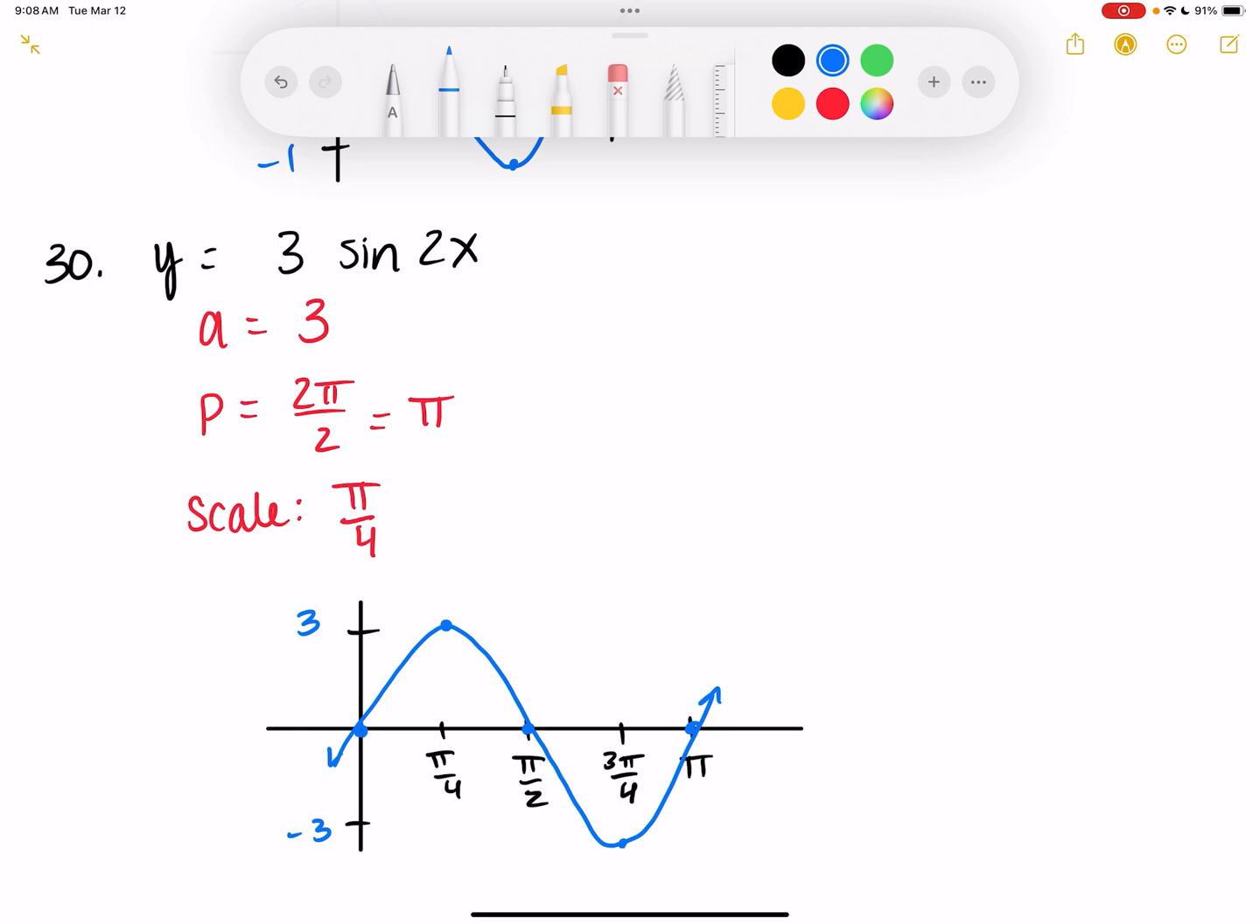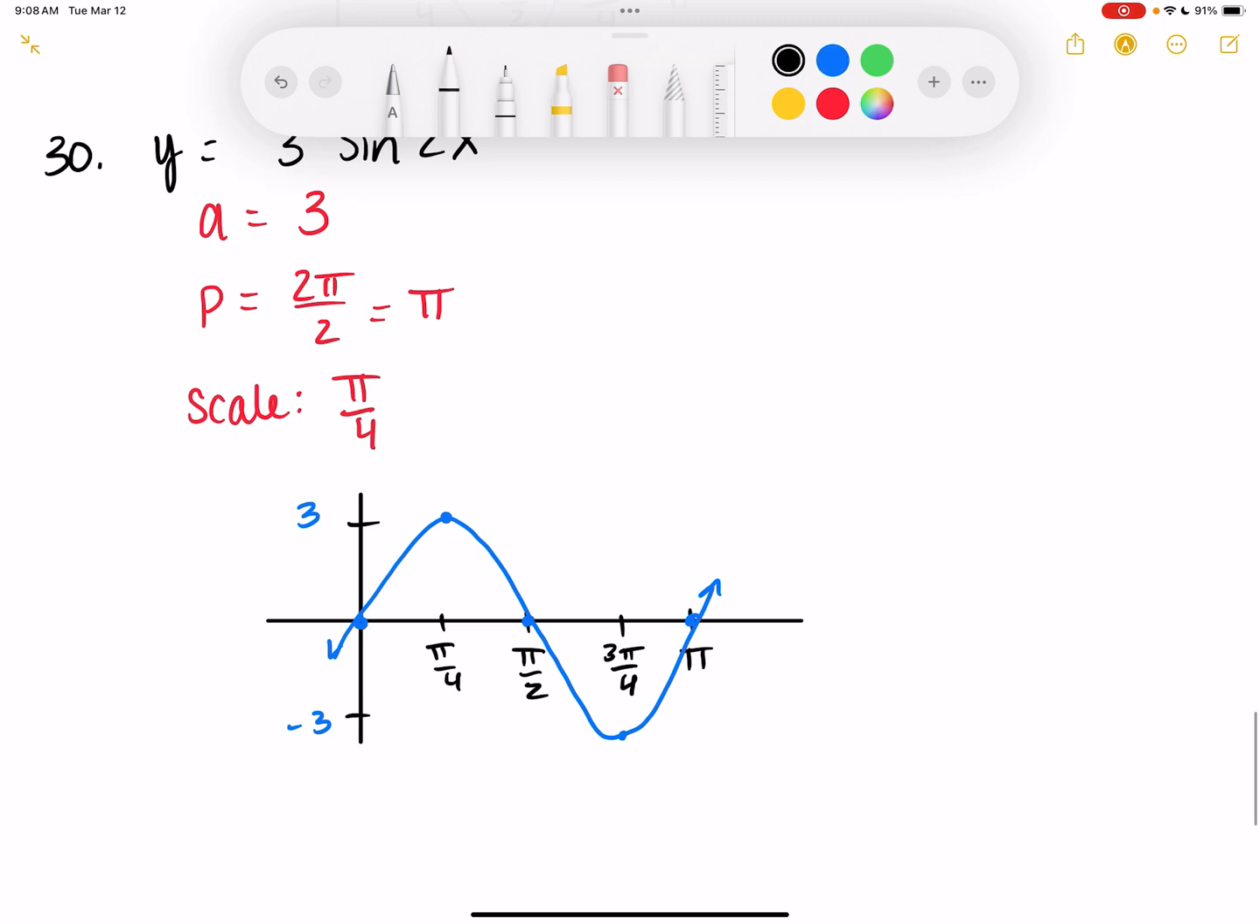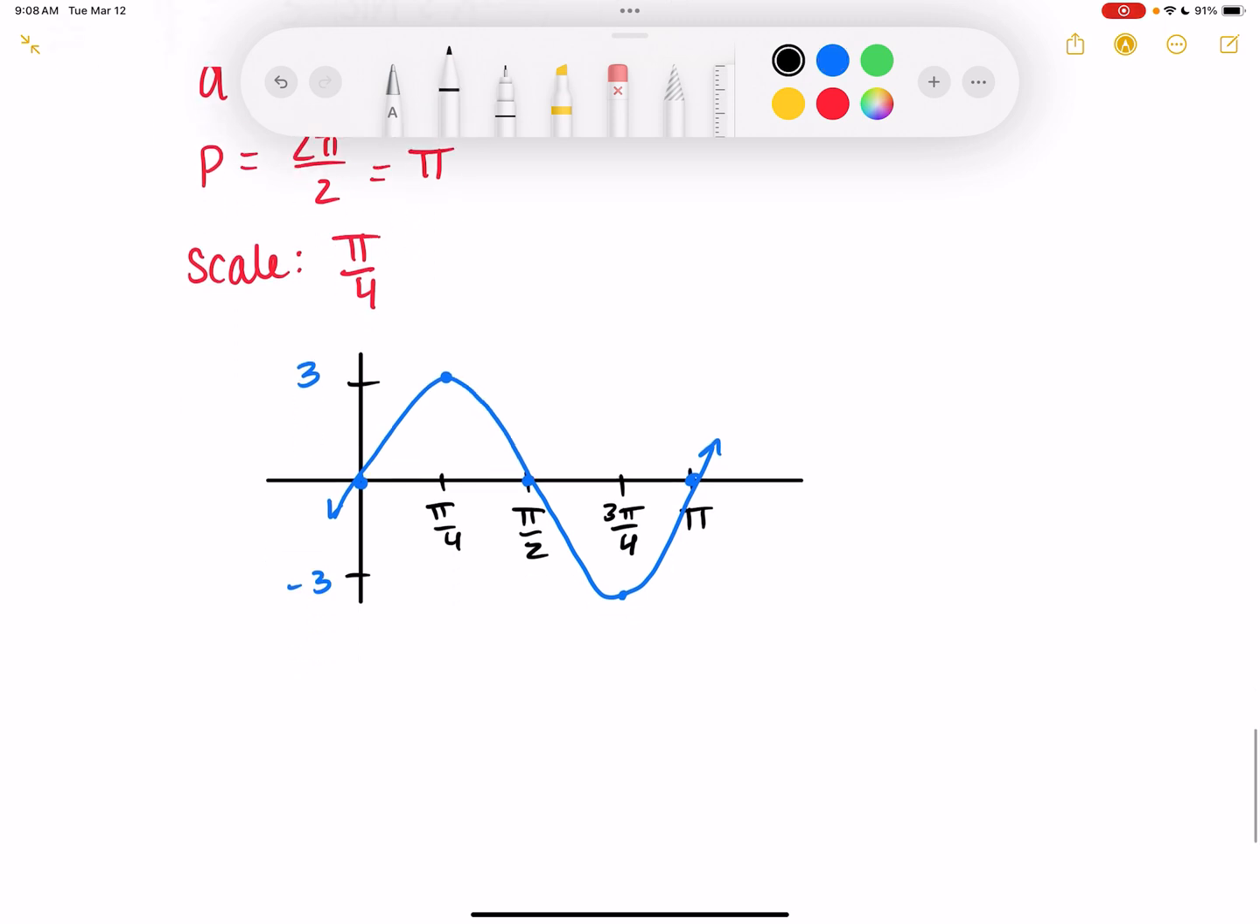All right, 32. This will probably be our last one for today. Y equals -5 cosine of 2x. Amplitude is 5. Period is 2 pi over 2.